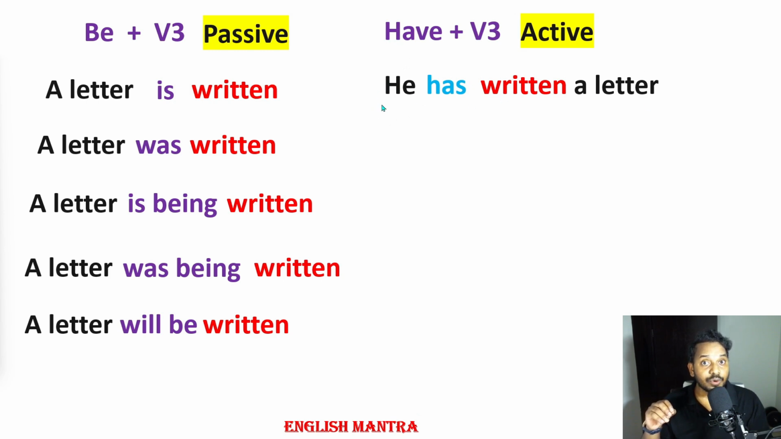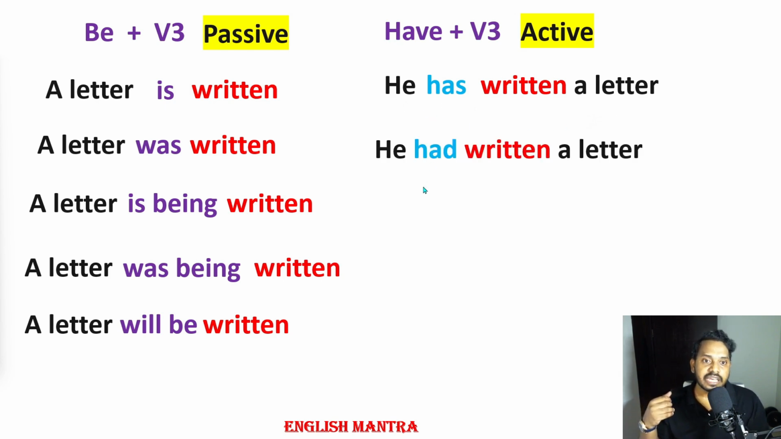He wrote the letter. Okay, he wrote the letter, but we stated the sentence in present perfect tense. We can also say in past perfect tense like this. He had written a letter. Now who wrote the letter? He. But we stated in past perfect tense. We just changed the tense, but here the subject is the doer of the action. Why? Because this structure is have plus V3, not be plus V3.